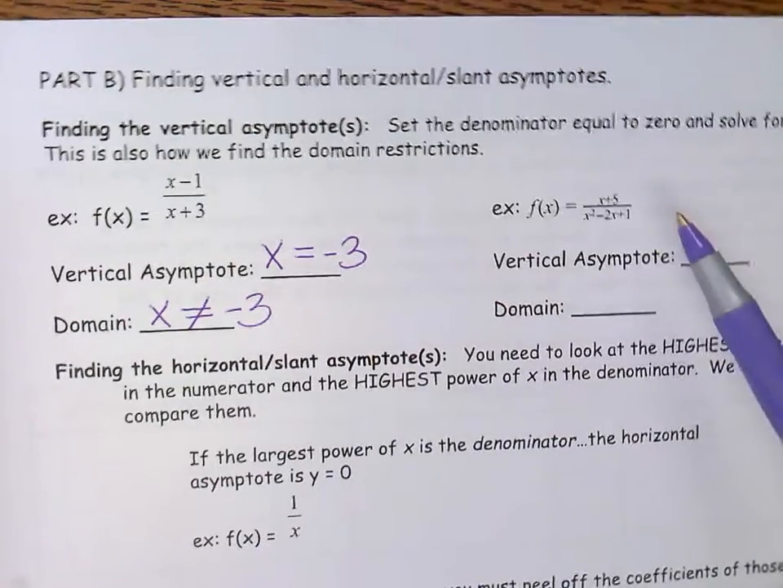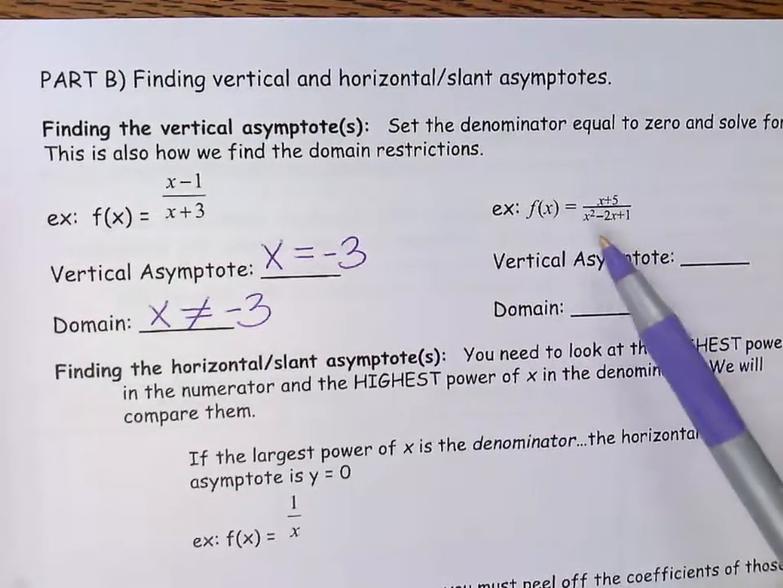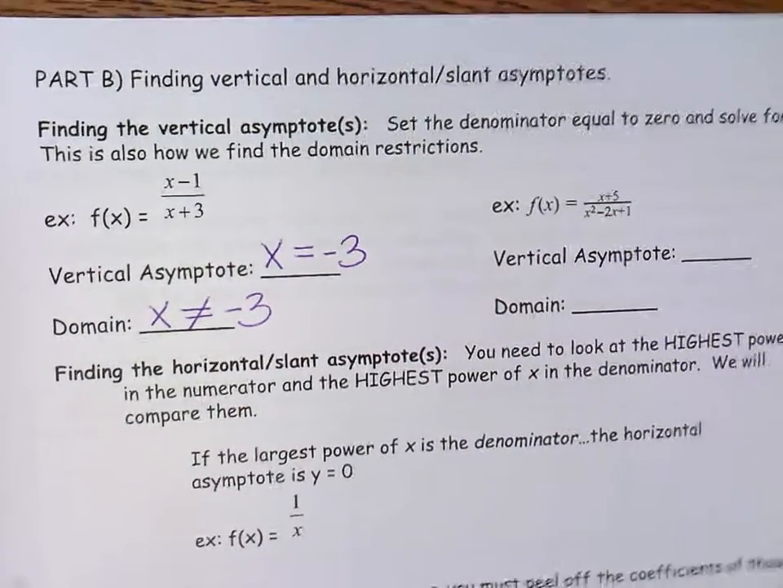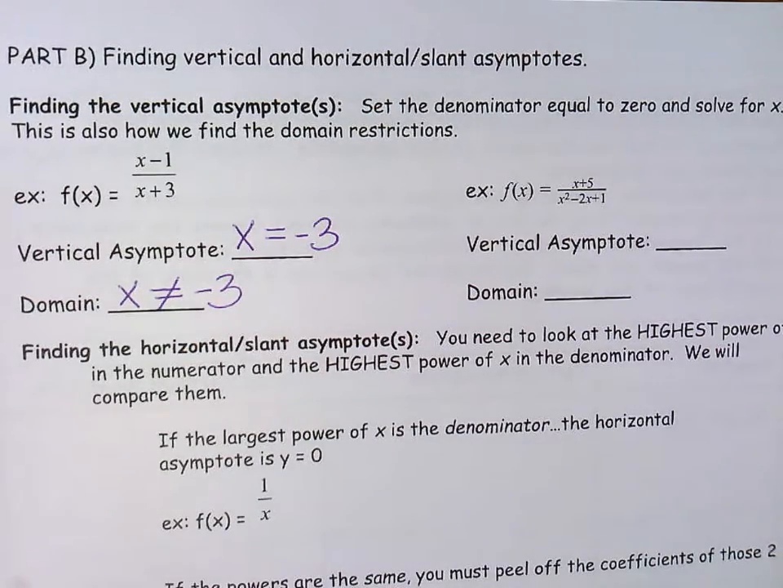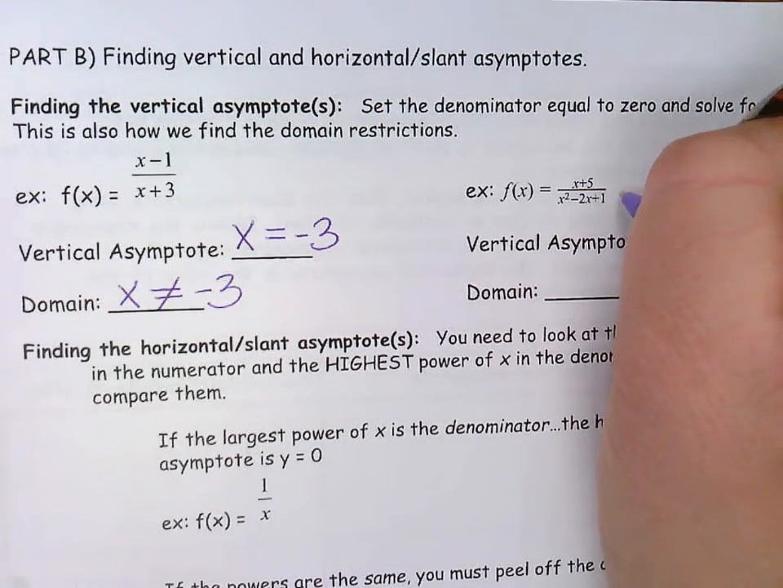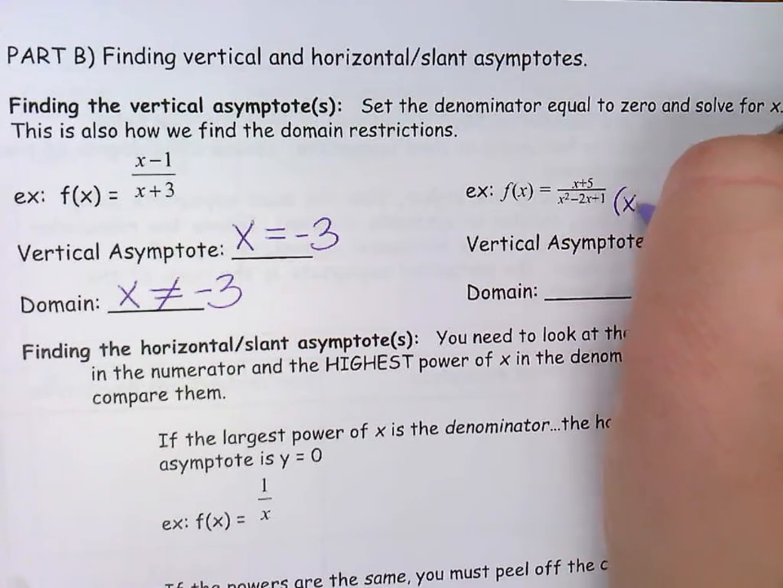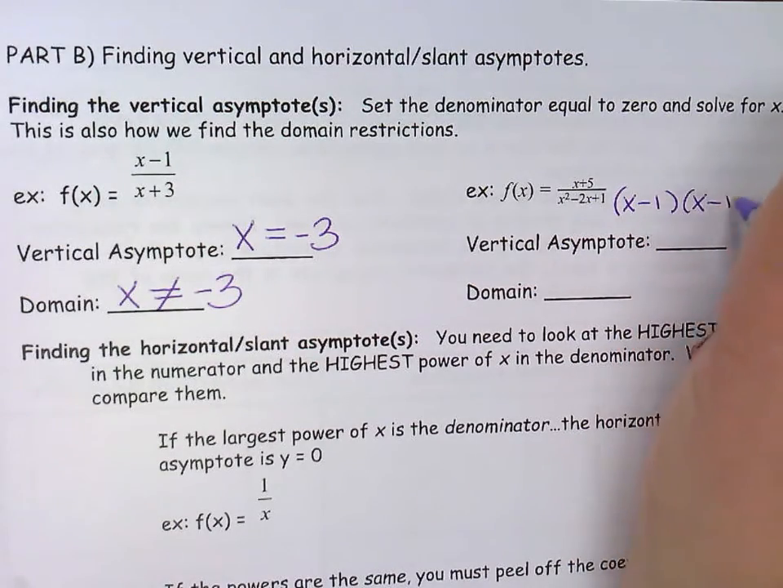All right, so the second example, first, I would need to factor the denominator. Actually, the work that you're doing these next couple days is helping you practice your factoring skills, which you're going to use when you retake part of your test next week. So this would factor into what? x minus 1 times x minus 1.